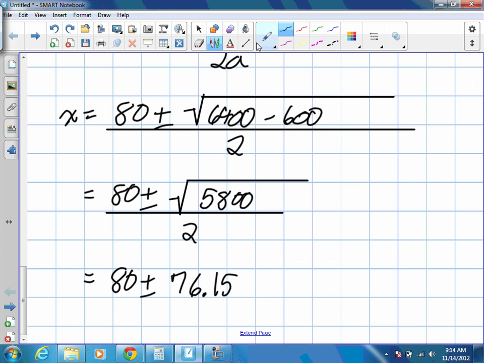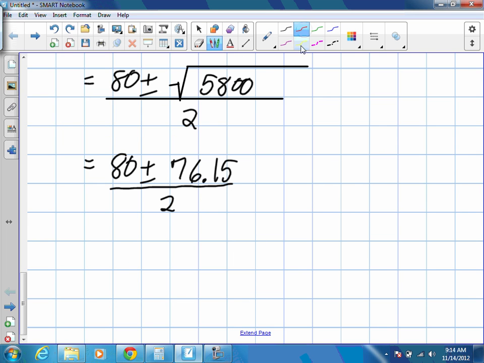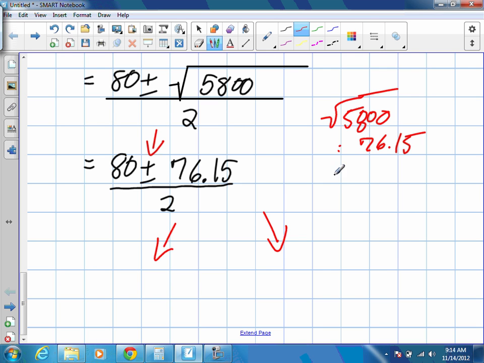This is the point where what needs to happen? You add and you subtract, you use the addition sign and the subtraction sign. That's right. Because it's plus and minus, when we're rooting something, we get 2 answers. The root of 5,800 is equal to positive and negative 76.15. So because there are 2 answers, we split the question.